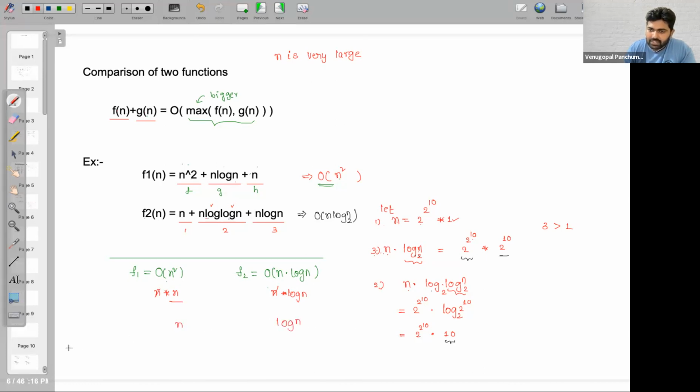Now, yesterday I already taught that n power, however small the value of epsilon is, will definitely be bigger than log n power, however big the value. Correct? Okay. So obviously this is bigger. F1 is bigger. Okay. Right?